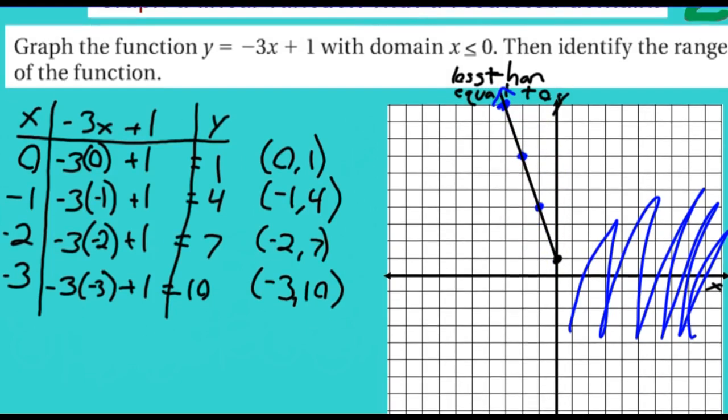So our range then, our range is always our y. Our y's are only going to be what is greater than.